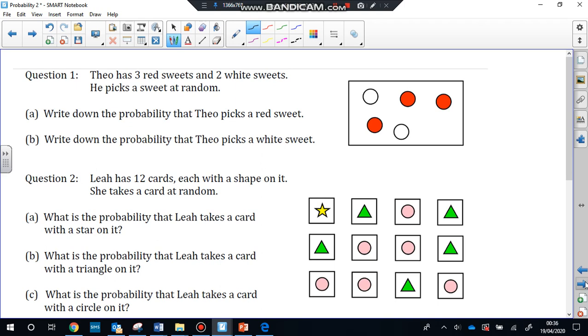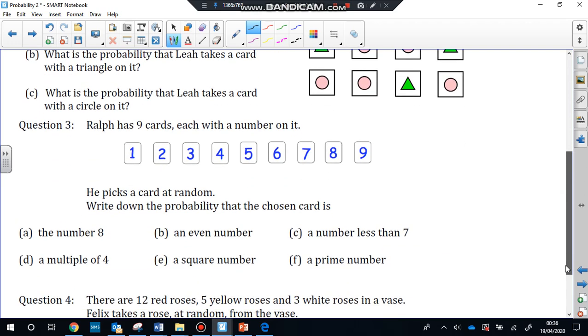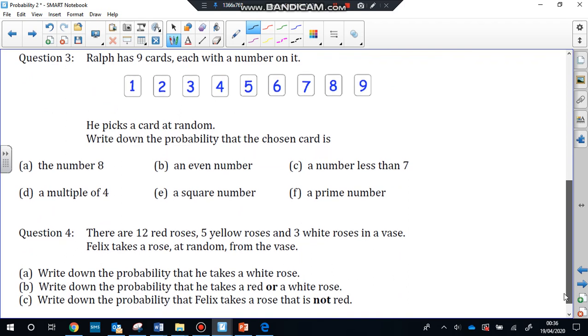So what we've got here is some questions for you to have a go at. Pause, answer the questions. There's a couple more further down. Have a go at those questions. You can send me the work that you do, but I will put the solutions, the answers, at the beginning of the next video, so you can mark when we get to the next video.